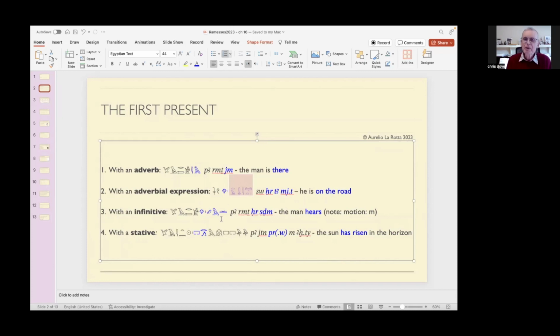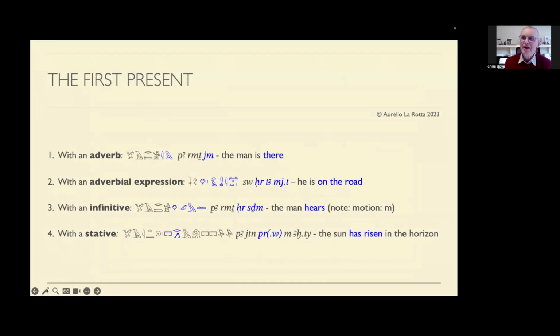Could I ask a dumb question? Where does this term first present come from? Because I didn't come across it in Middle Egyptian. It comes from Coptic, because Coptic has first and second tempora, and sometimes even a third one. Like in the future, you have a third future, and it's basically coming straight from Coptic. It's a good question, actually.